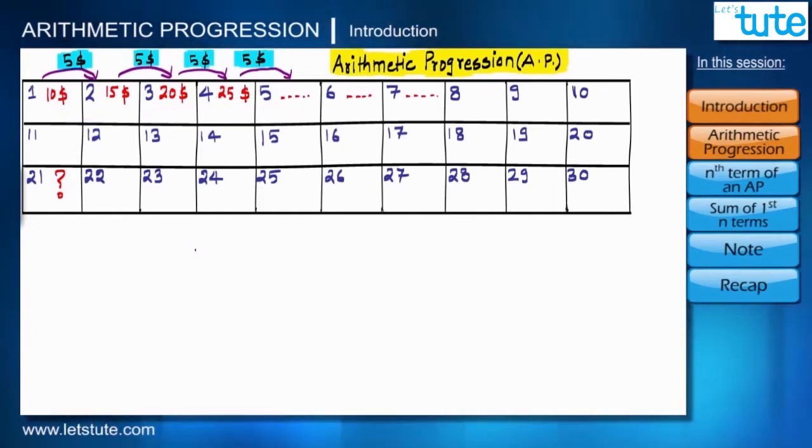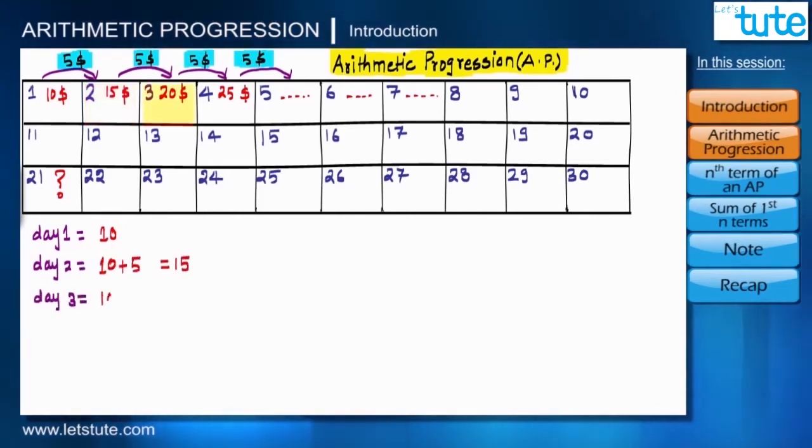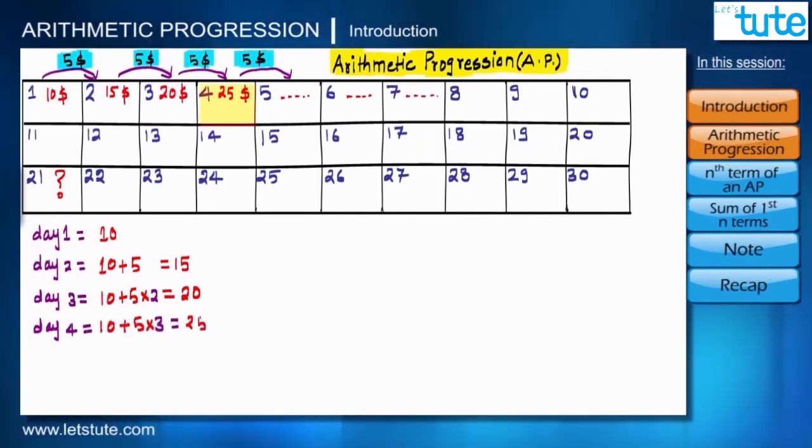And I know that every missing thing becomes easy with the help of observations. So I'm going to observe this and find some easy way to know the payment on 21st November, that is on the 21st day. Let us see, on day 1 I'm getting $10. I'm not putting the $ sign over here. Then on day 2 I'm getting an increment of 5, that is 15. On day 3, now the increment is doubled, that is 5 into 2, and it would become 20. Similarly on day 4, the increment is 3 times and I'm getting 25.